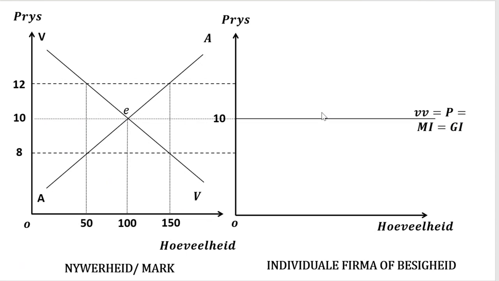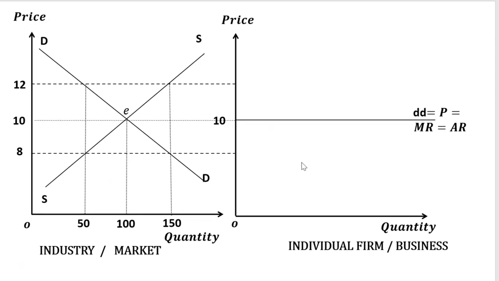The demand curve for the individual business is a horizontal line, and you know this by now. But the demand curve is equal to the average revenue curve, you can see there. What does this mean? It means that the demand curve is also the price, is also the marginal revenue curve, is also the average revenue curve.